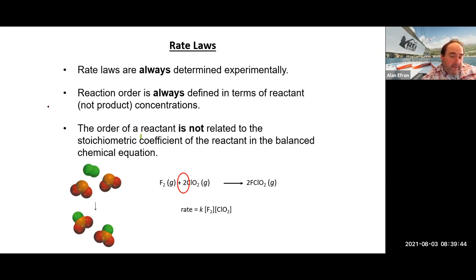But they're always determined experimentally, these rate laws. The reaction order is always about reactants. So when we write rate laws, no products are involved, just reactants. And as we saw there, the X and the Y are not the coefficients. They could be the same number, but that's not how you get them from the balanced equation. You do have to do the math and determine the orders like we just did there. Any questions on that?